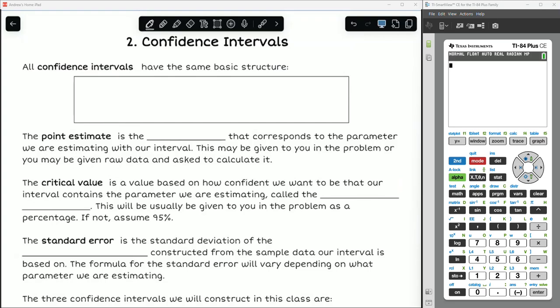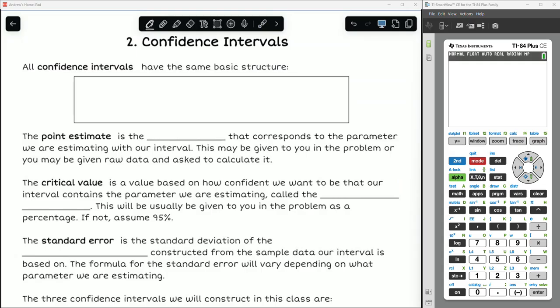In this video, we're going to start focusing on interval estimates called confidence intervals. And we're going to talk about several over the course of the rest of this course. We're going to start with the two most common, but it turns out that all confidence intervals that we're using this semester have the same basic structure.